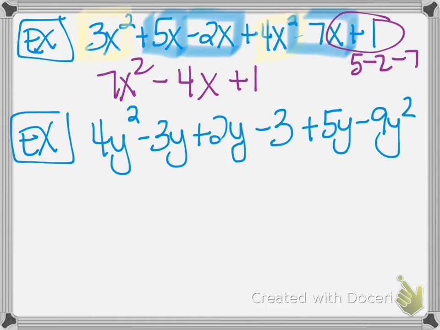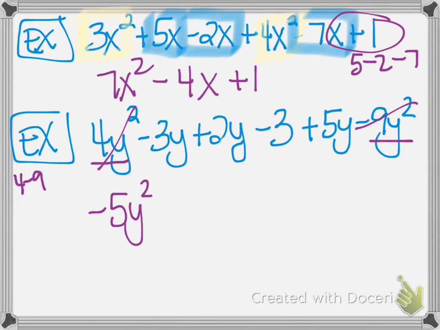Let's go ahead and take a look at another example. So this one has all y's, and again, no parentheses. So I just start with my first thing, and it looks like that's a 4y squared. So I'm going to go down the row and look for any other y squareds, and I see a negative 9. So we're going to be doing 4 minus 9. And 4 minus 9 is negative 5. So we've got negative 5y squareds.